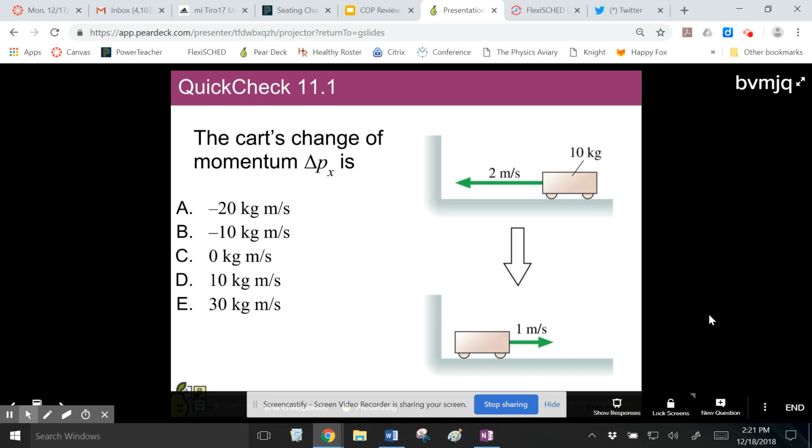All right, I've got 10 of you in. And nobody's voting for C, but somebody's voting for everything else. So talk to your neighbor real quick about what you got and why. If you look at this, this is like 20 kilograms. Well, if it's going to be the negative part, negative 20.